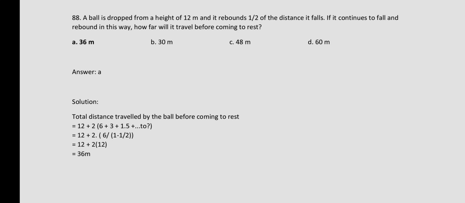Ngayon, magiging 12 plus 2 times 6 over 1 minus 1 half. Magiging 12 plus 2 times 12, magiging 36 meters. Okay? Dokspa mo yung tanong na yan, sagot dyan ay letter A, 36 meters.